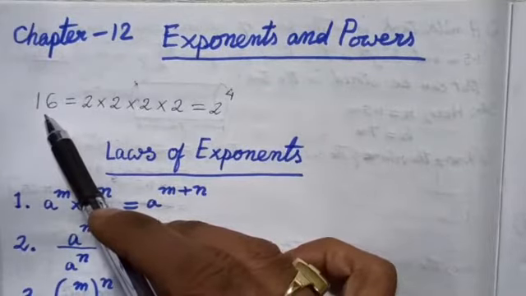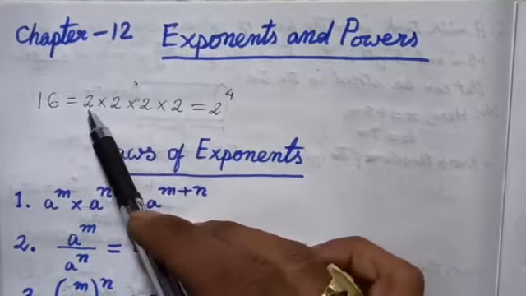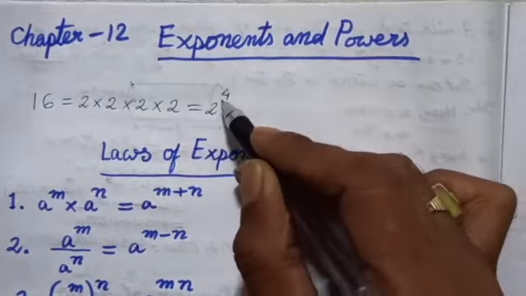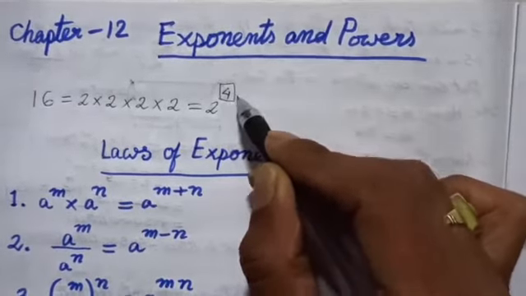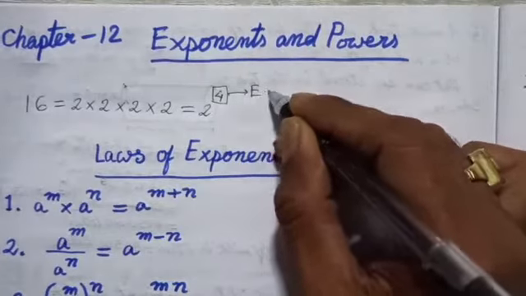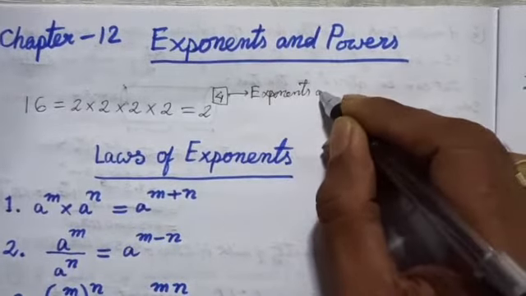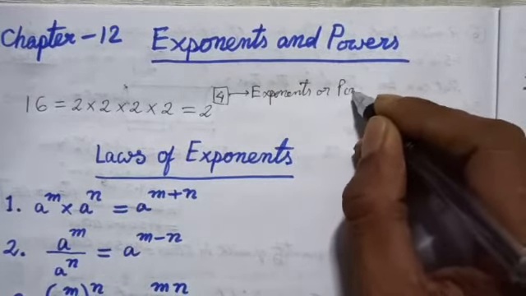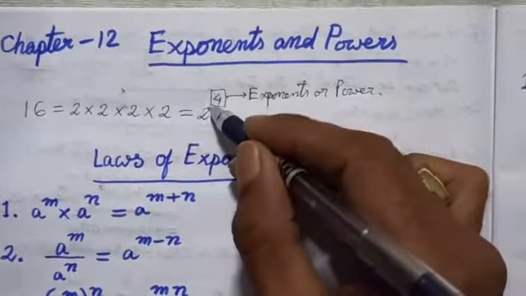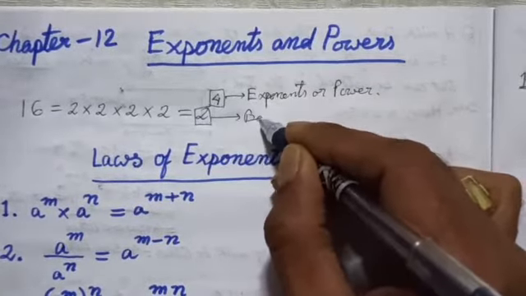Here is 16. 16 we can write as 2 into 2 into 2 into 2. Here 2 is multiplying 4 times, so this is equal to 2 to the power 4. Here this number 4 is called the exponent or power. And this number 2 is called the base.